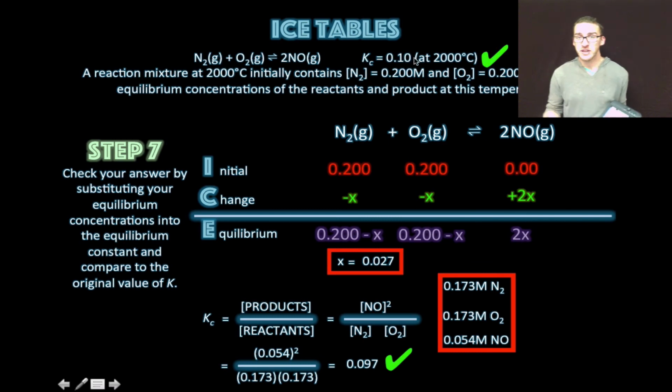And also, just think about what a K value less than 1 means. Our product concentration is going to be less than our reactant concentrations. And that's what we got. Math does it for me every time.